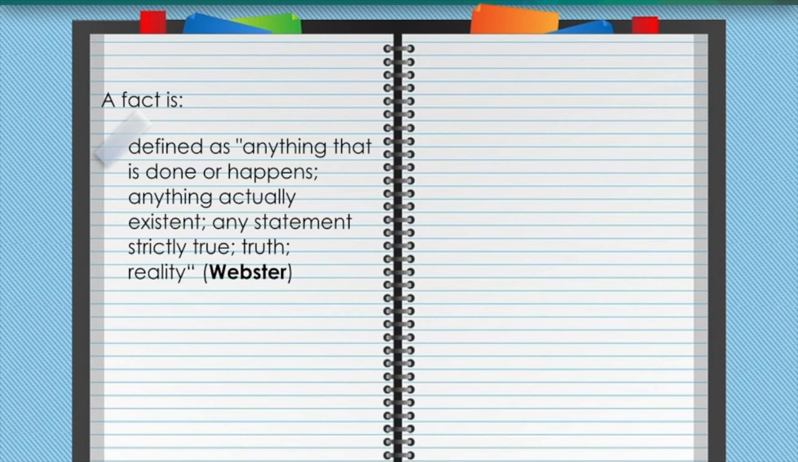What is the difference between facts and opinion? Let's look at the definition of these two words before we begin the module. According to Webster, fact is defined as anything that is done or happens. Any statement strictly true, truth, reality, something demonstrated to exist or known to have existed.